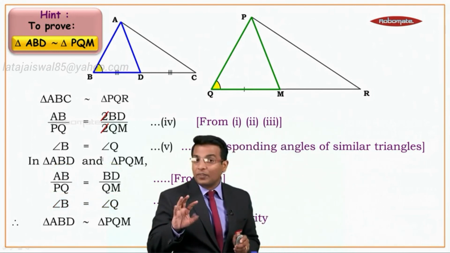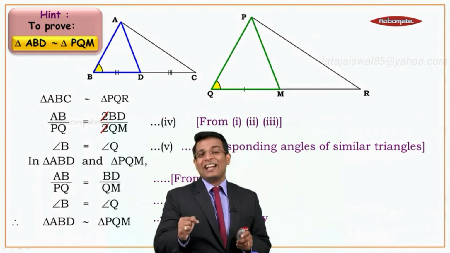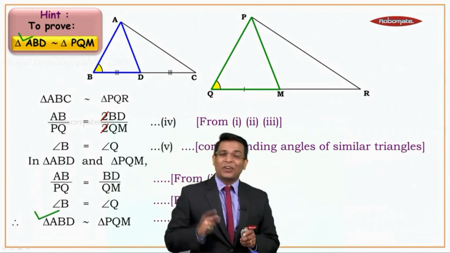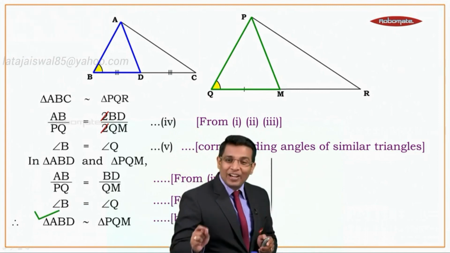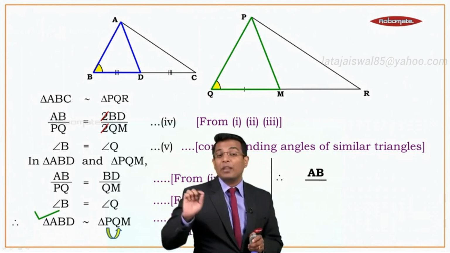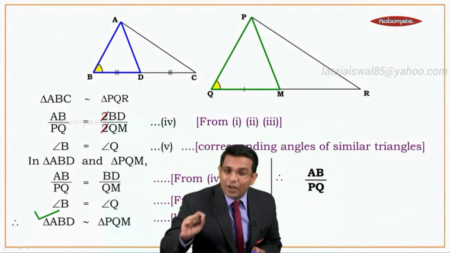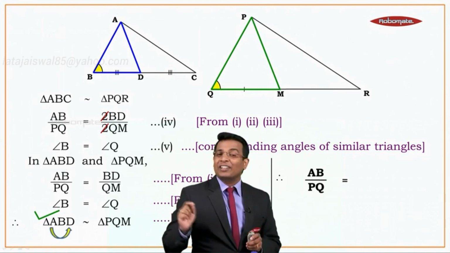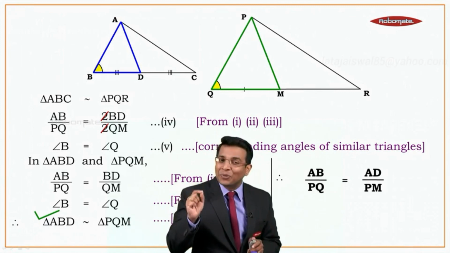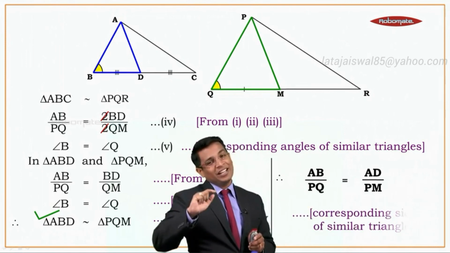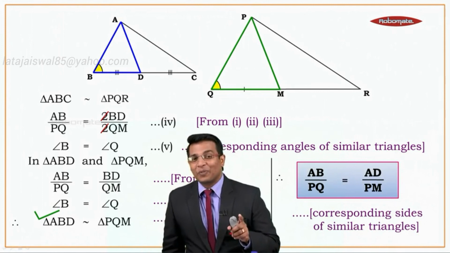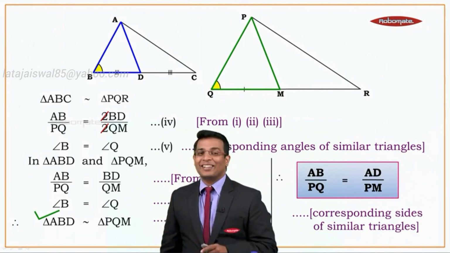Now you got it similar. Once you get it similar, we will get those ratios which we wanted. So we take AB, and the corresponding side would be PQ. So AB upon PQ is equal to AD upon PM, and this is what we were actually supposed to prove. You know why these ratios are equal? The reason is corresponding sides of similar triangles. This was the proof. A very important but a very interesting one. Easy, right?